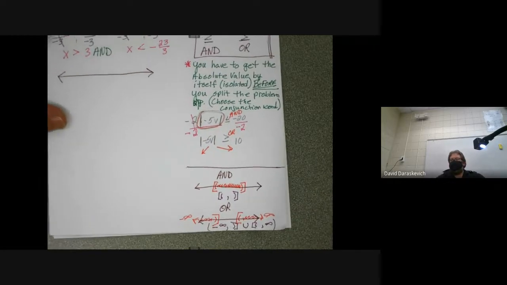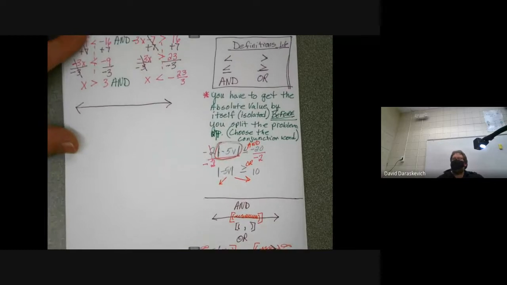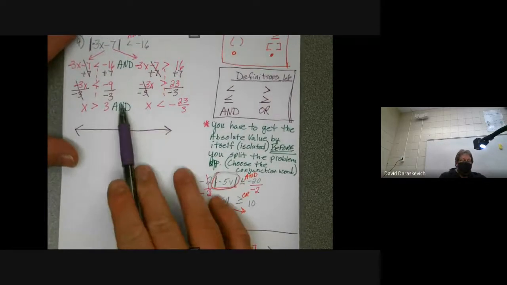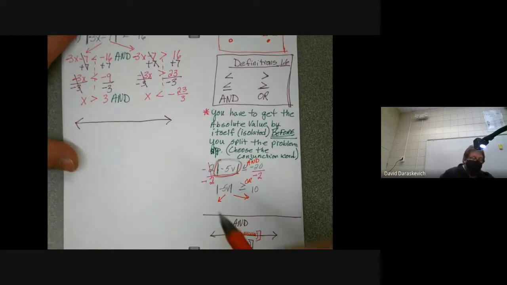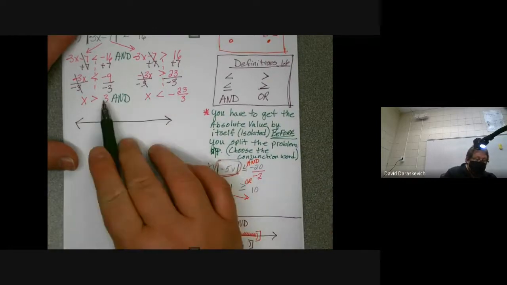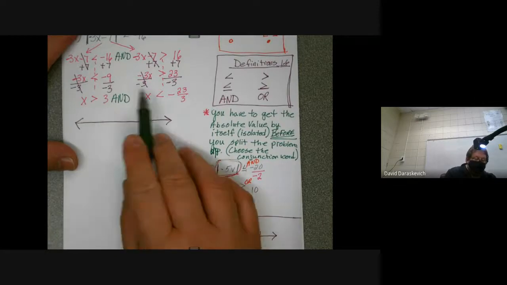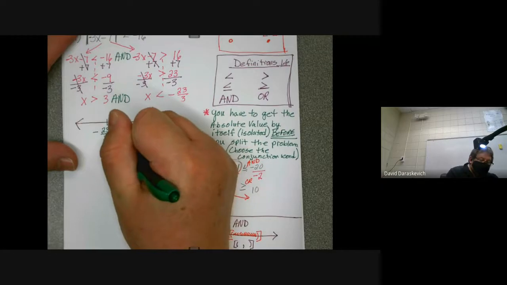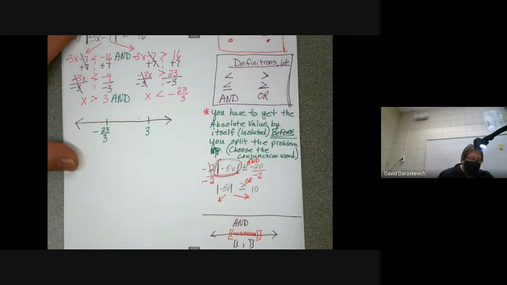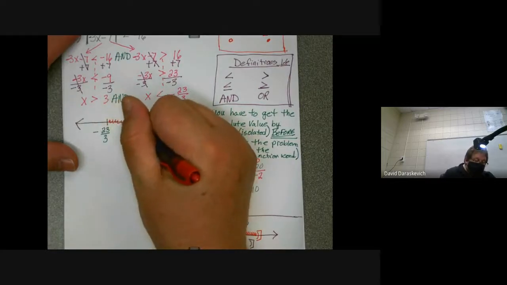But let's go back to our problem here. I have an and problem. So it's going to be an in between. It has to be this. So my numbers here, let's see, this one's negative, that one's positive. So automatically this one's bigger than that one. I have -23/3, 3. I know it has to be in between. And no equal sign, so they have to be parentheses.